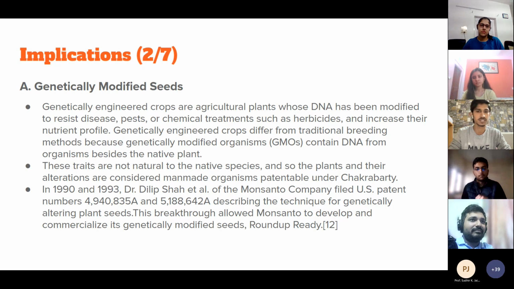As a conclusion of this case, it was observed that the traits found in GMOs are not natural to the native species. So the plants and their alterations are considered man-made organisms, and thus can be patented under the Chakrabarty Act. In 1990s and 1993, Dr. Dilip Singh and others of Monsanto company filed a patent, and it also proved to be a breakthrough to develop and commercialize genetically modified seed.